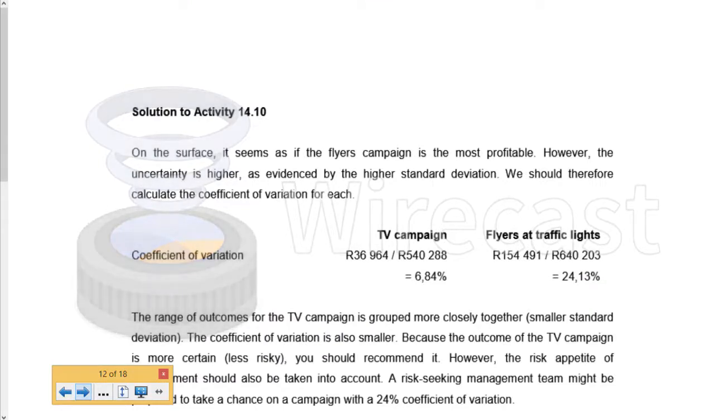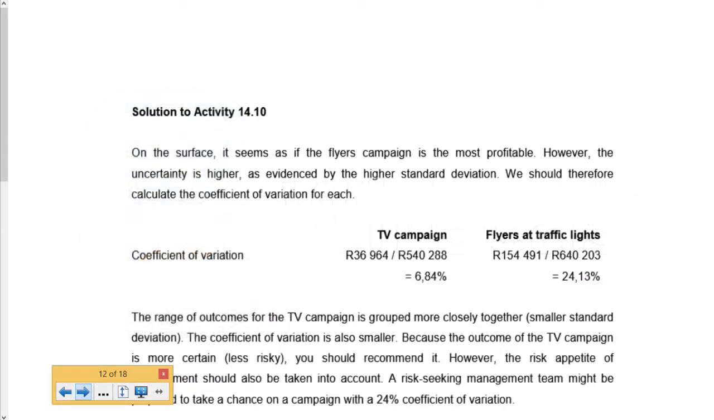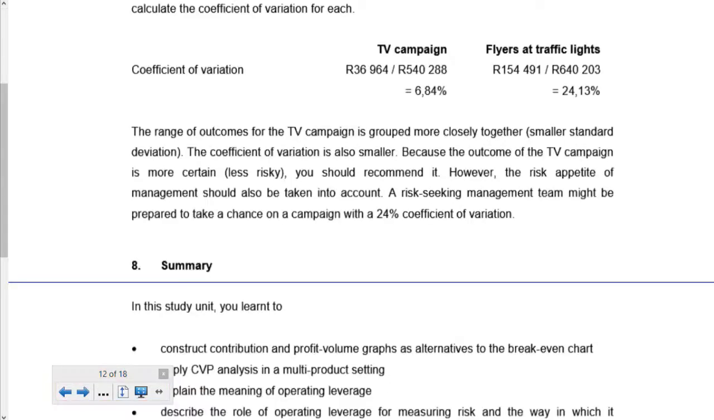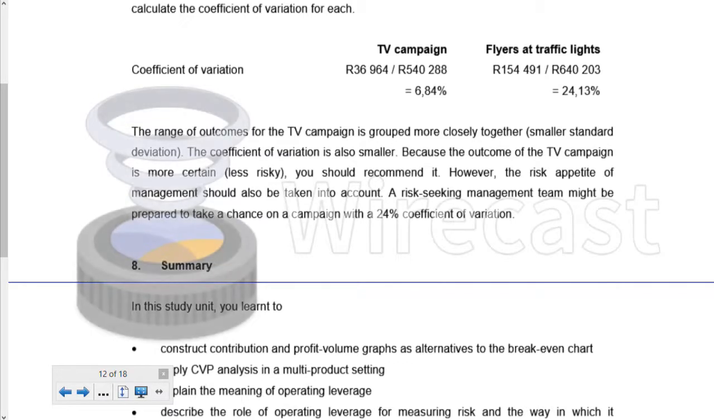So it says, on the surface, it seems that the Flyers campaign is more profitable. However, uncertainty is higher, and we should calculate the coefficient of variation. There we go. And then it says, the range of outcomes for the TV campaign is more closely grouped together. When I drew that picture, the little green dots were closer together. Smaller standard deviation, because that's what standard deviation means. The coefficient of variation is also smaller. Because the outcome of the TV campaign is less risky, you should recommend it.